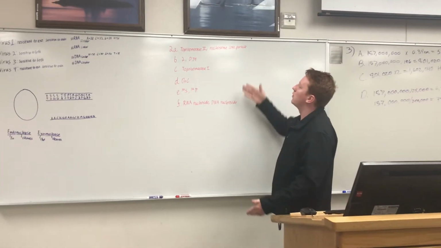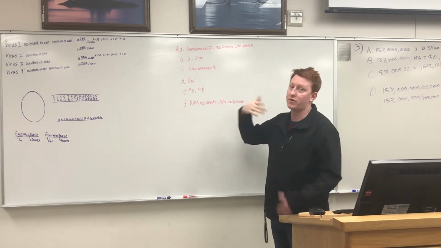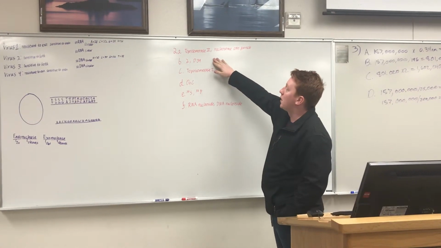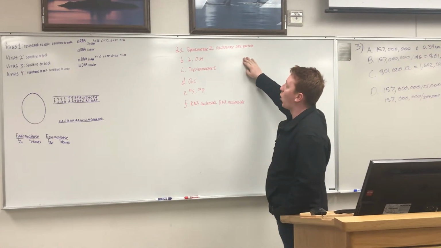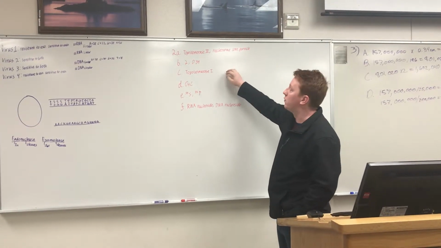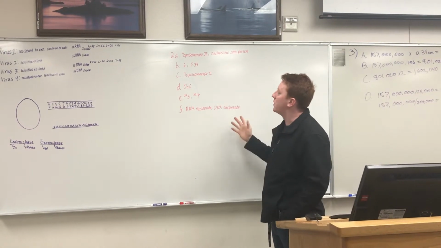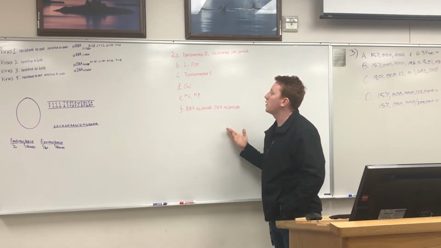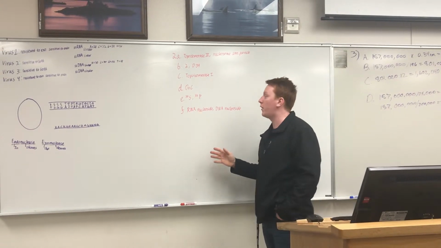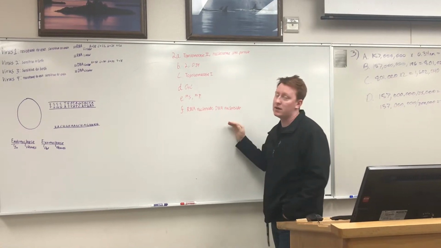For 2, I wrote the answers so you can see them rather than trying to decipher them from my voice. For part 2A, we have topoisomerase 2 and nucleosome core particle. For part B, we have 2 and 0.34. Part C, we have topoisomerase 1. Part D, we have auric. Part E, we have 35 sulfur, 32 phosphorus. And for part F, we have RNA nucleoside and then DNA nucleoside.